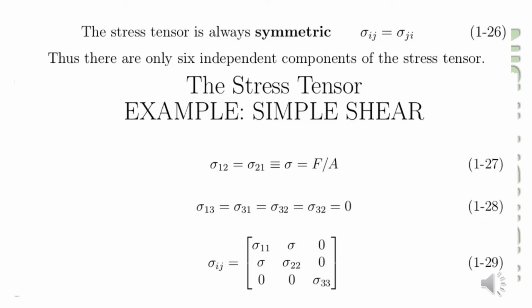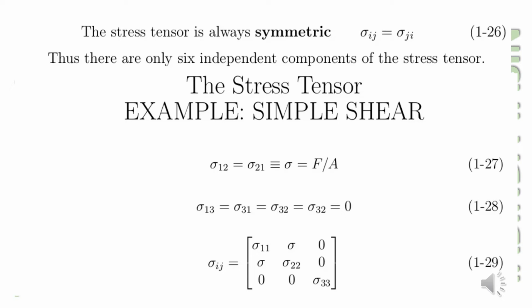So we can say that the stress tensor is always symmetric, so sigma ij is equal to sigma ji. Thus there are only 6 independent components of this stress tensor, of which 3 are the symmetric ones and the remaining are the independent components.